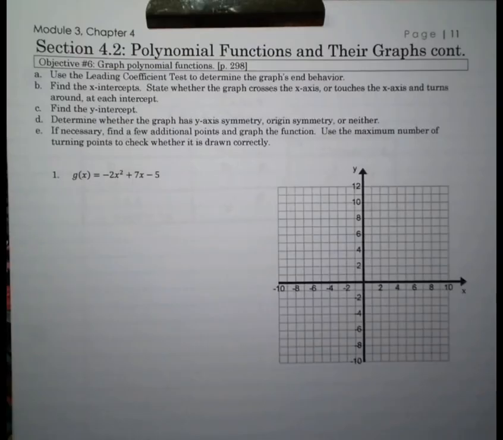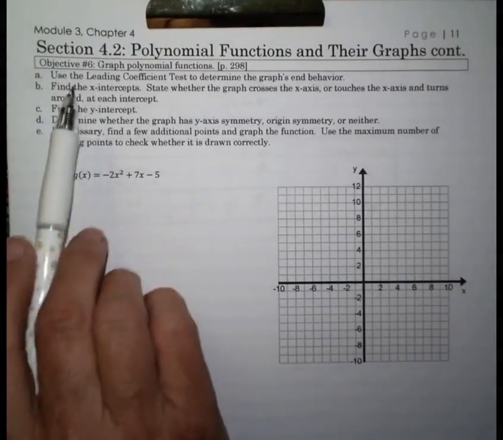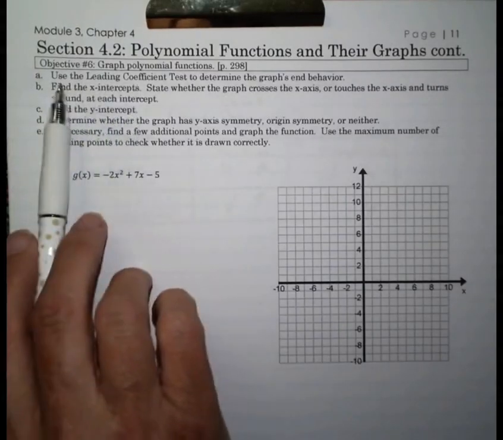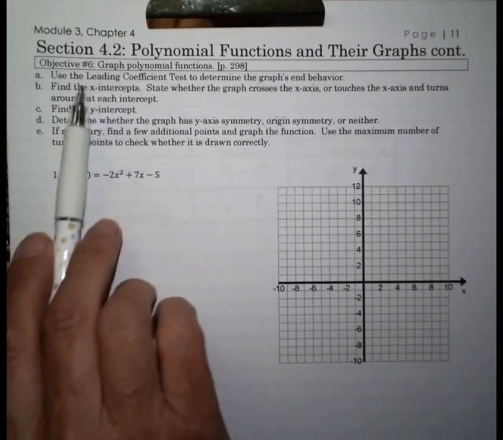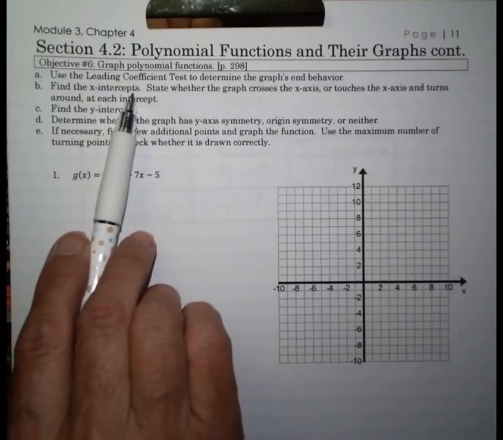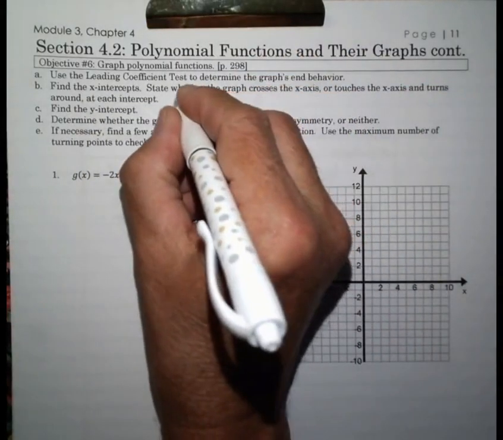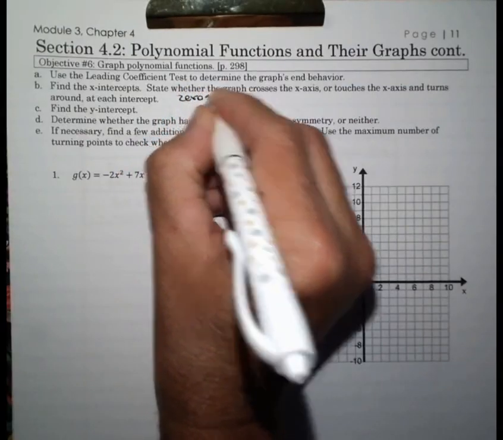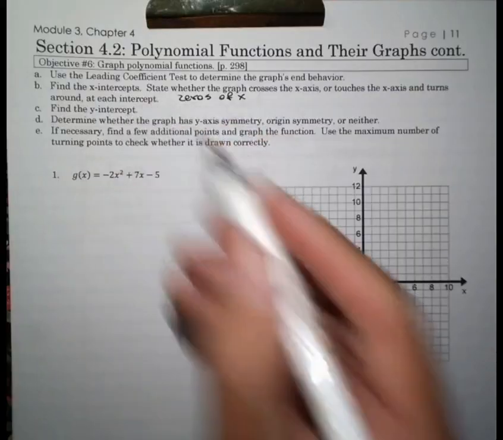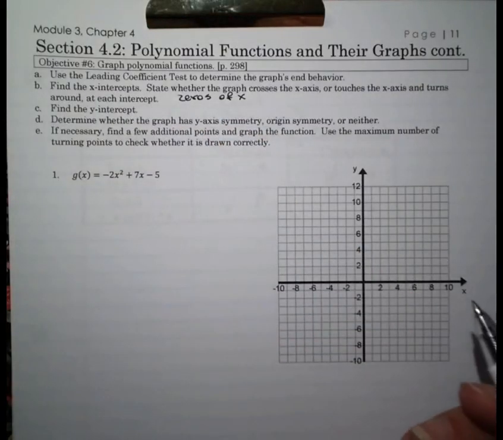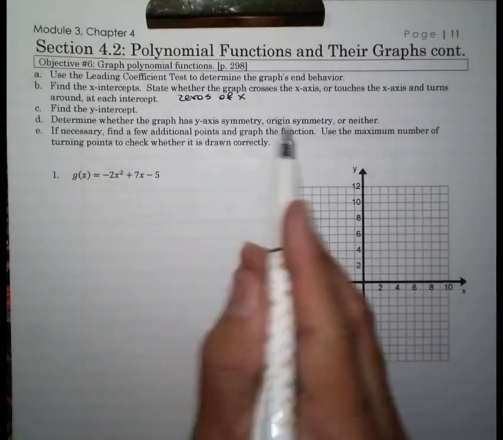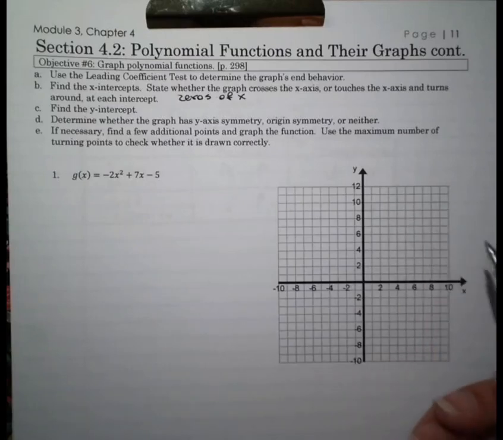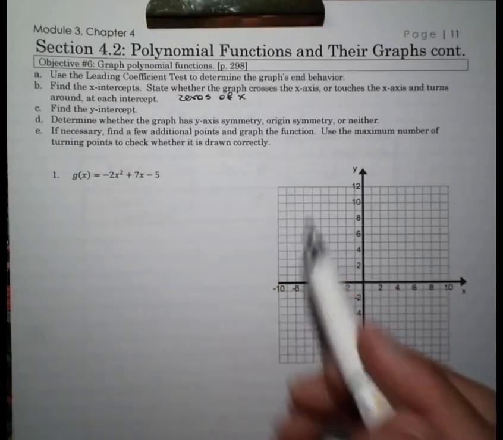On page 11, let's talk about this function in detail. It's got a bunch of questions that you're going to be asked in your homework, some of them, so I want to cover them all here. We're going to use the leading coefficient test to determine what the graph's end behavior is. We're going to find where it intercepts the x-axis. In other words, we're going to look for the zeros, aren't we? We're going to find the y-intercept, and of course, that's going to be where x is equal to 0. And then we're going to determine whether it has y-axis symmetry, origin symmetry, or neither. So we'll get a chance to talk a little about that. And then we're going to try and graph this function.